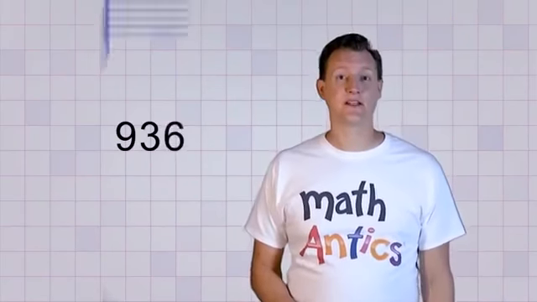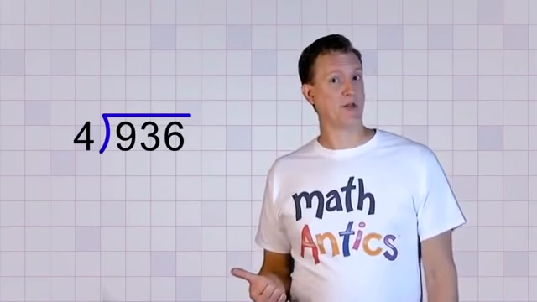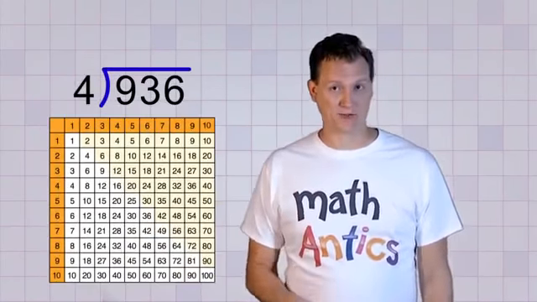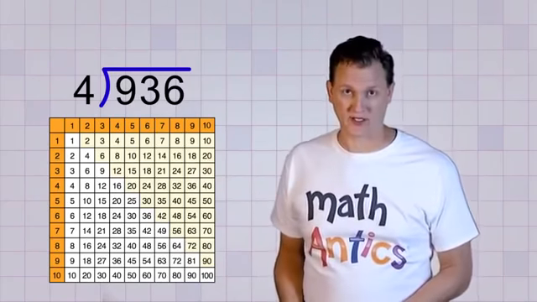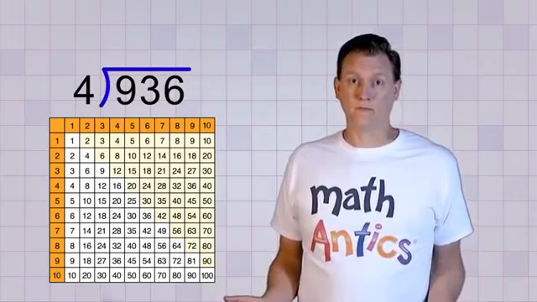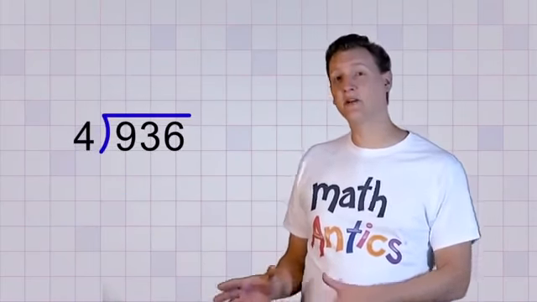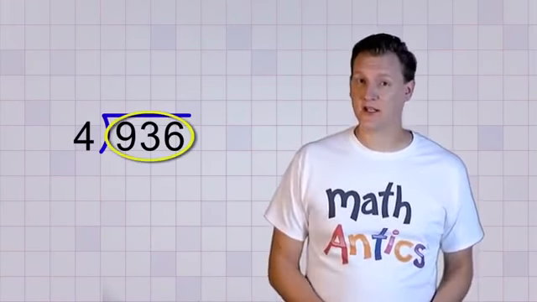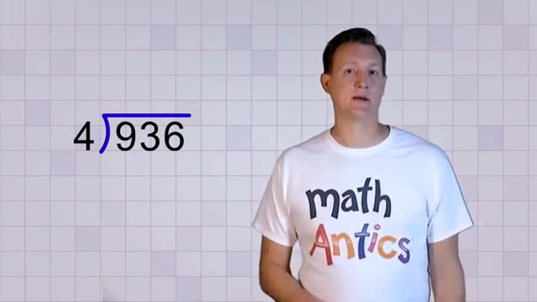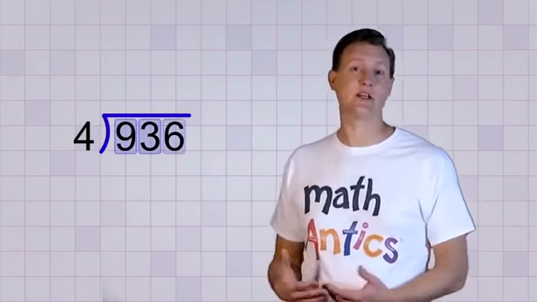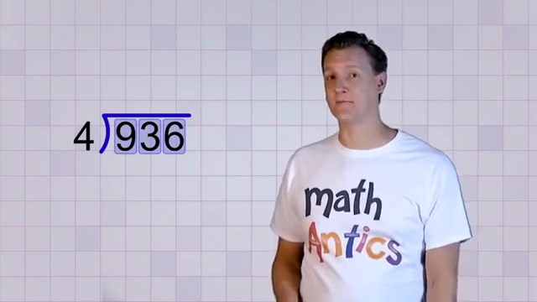But what if we have a division problem like this? 936 divided by 4. 936 is definitely not on our multiplication table. In fact, there's not anything even close to 936. So what do we do? Well, instead of trying to divide the entire 936 by 4 all at once, let's break this problem up into smaller steps by just trying to divide each digit by 4, one digit at a time.